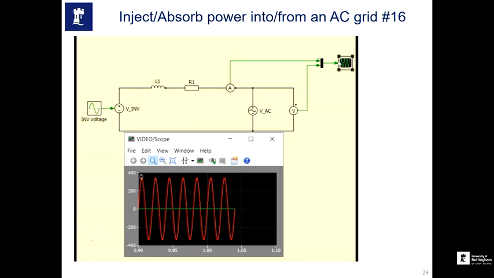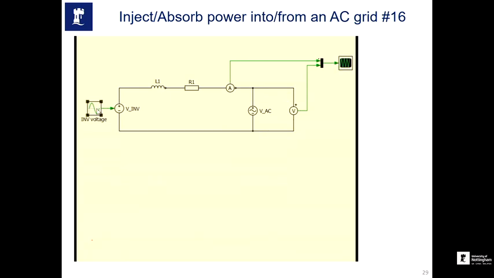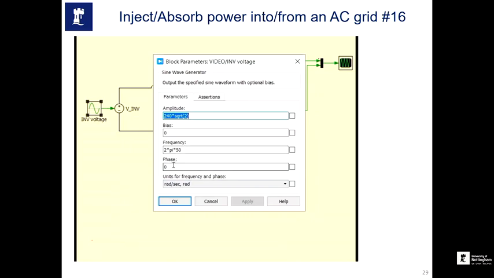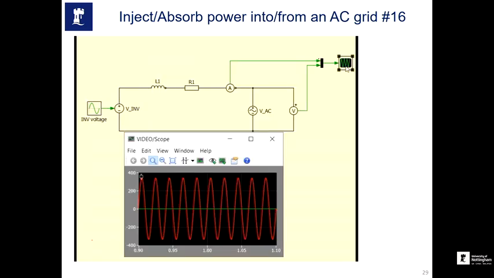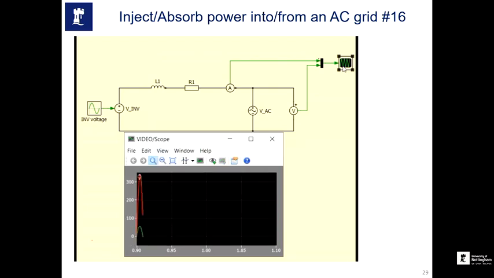So I have reverted back to the initial condition. Next simulation, we'll see what will happen if you change the phase. You see the phase, now the phase changed to pi divided by 10. So we have a phase angle. So amplitude is fixed, but we have created a phase shift between the V inverter and VAC.